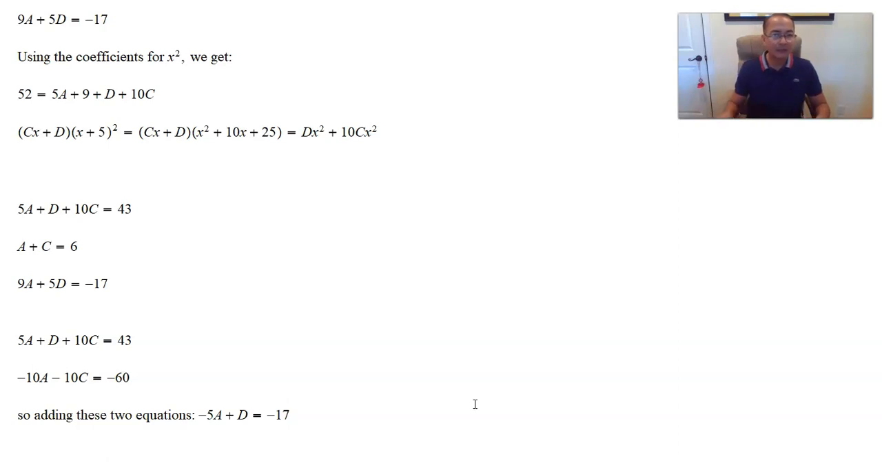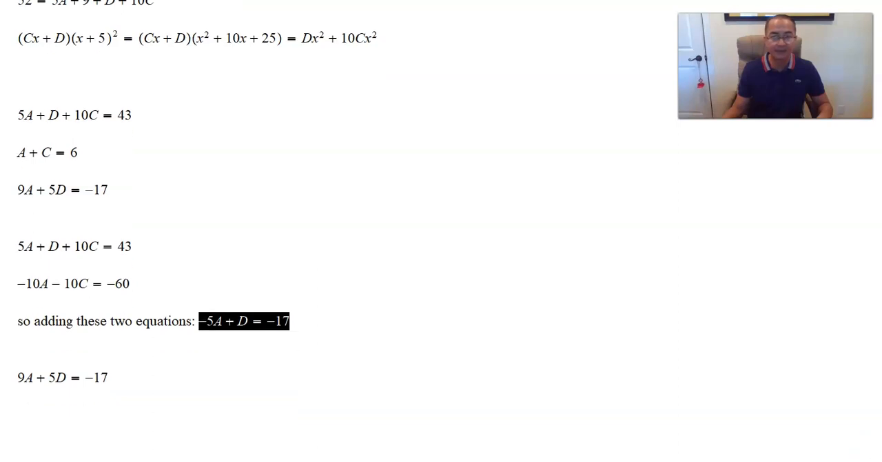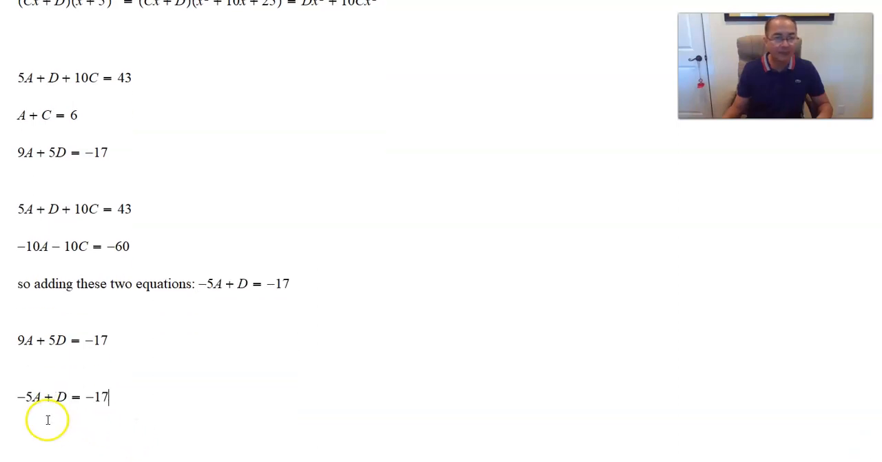So now we have 2 equations in a and d. So we have that, and we also have 9a plus 5d is minus 17. The other one is minus 5a plus d is minus 17, okay? So that's not a bad thing, because we can multiply both sides now by minus 5. So we will take this equation, and we want to get rid of the 5d here. So we'll multiply both sides by -5. Okay, and keep your fingers crossed.